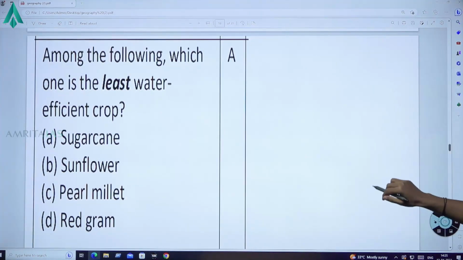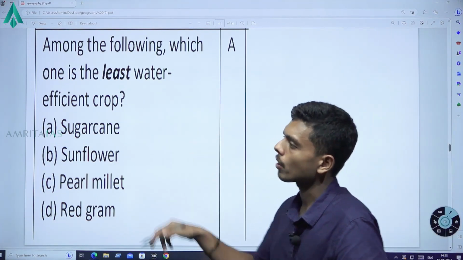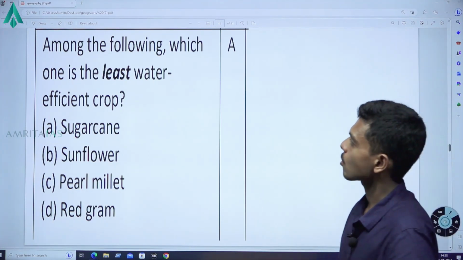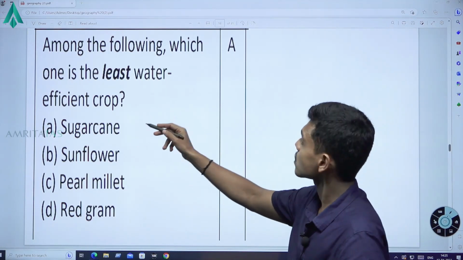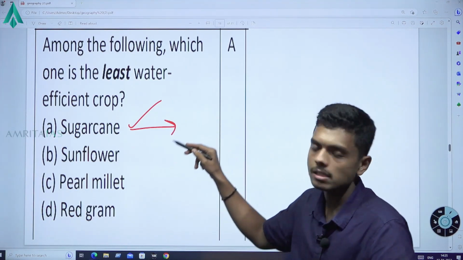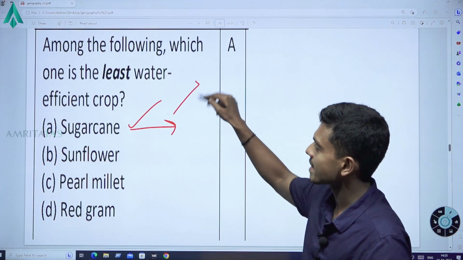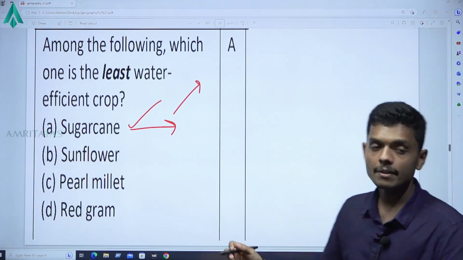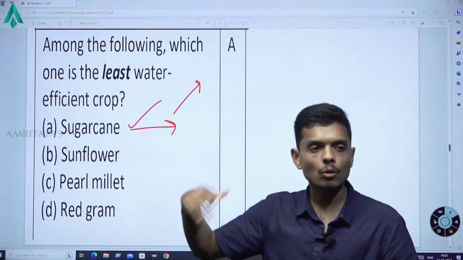Again, crop question. So the crops and the climatic conditions, water, or what are the requirements for these crops. The question was about which is the least water efficient crop. The answer was sugarcane. So this year they can ask about the sugarcane price control order. Is it covered under MSP? What are the major producing states? Why do the southern states have a much higher yield in sugarcane compared to the northern states?